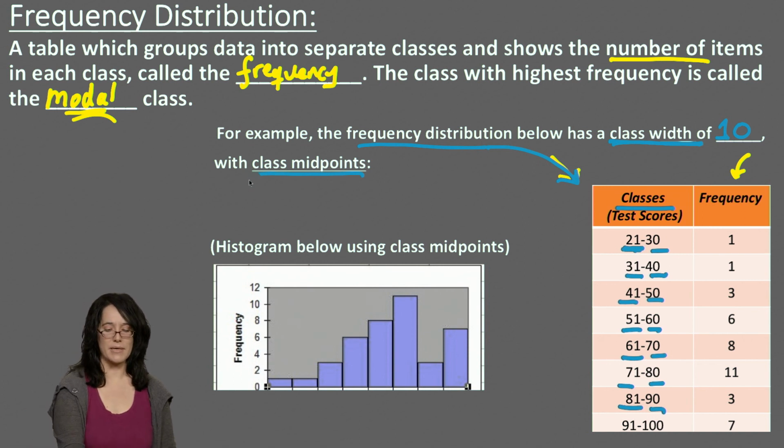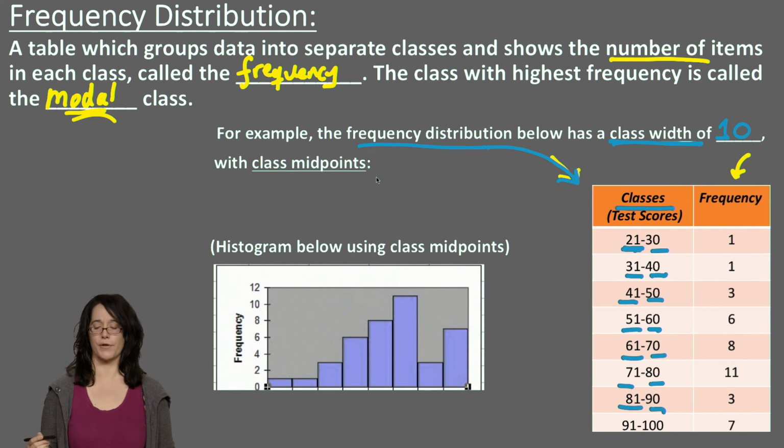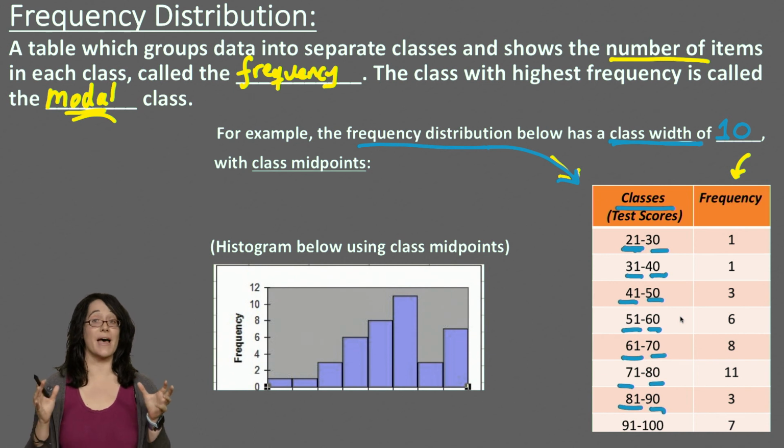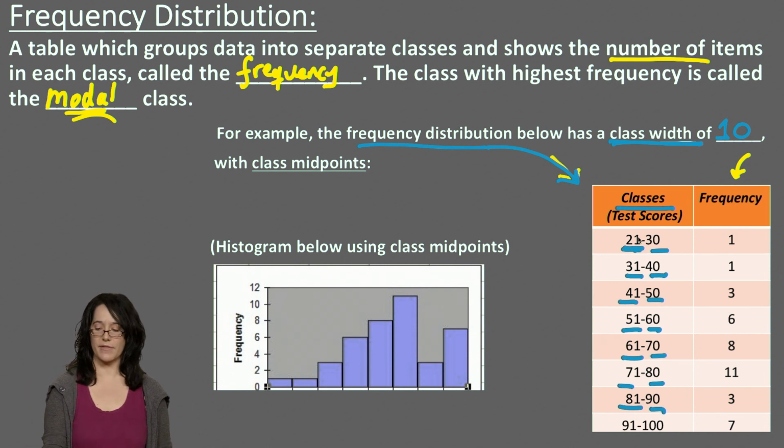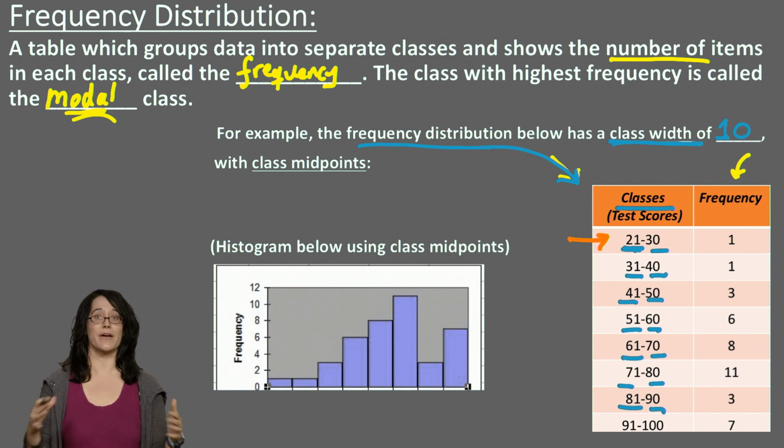Now for class midpoints, what are we referring to and why do we care? For class midpoints, what we're talking about is we want a representative of that class. So instead of thinking of all of the values, all the test scores between 21 and 30, for example, in this class, what would be a good representative for the entire class? Well, it would be the value right in the middle. The midpoint should be right in the middle of that class.